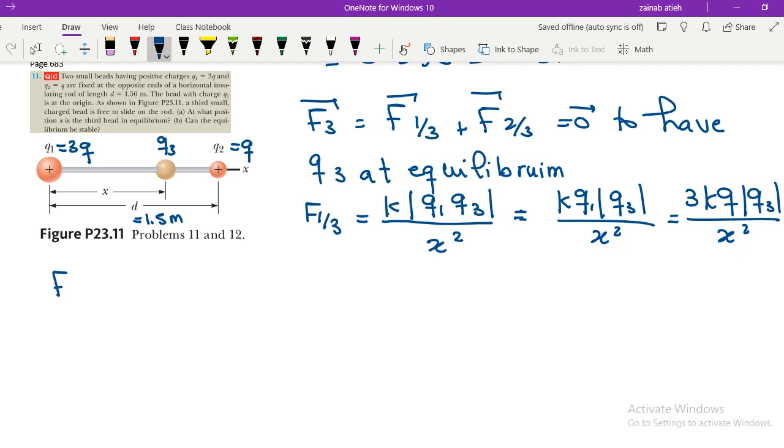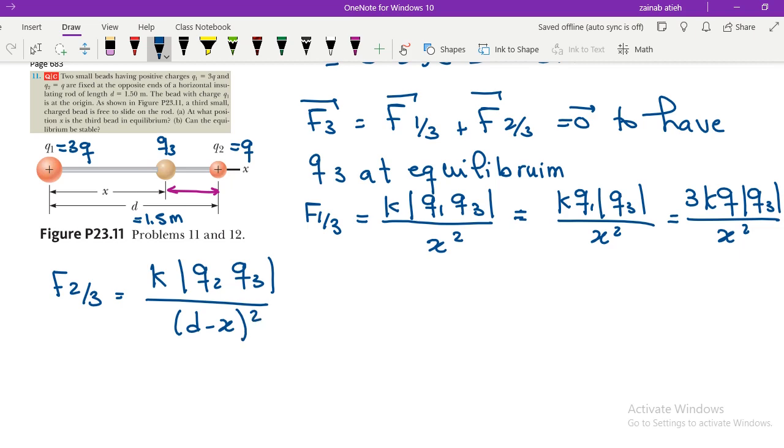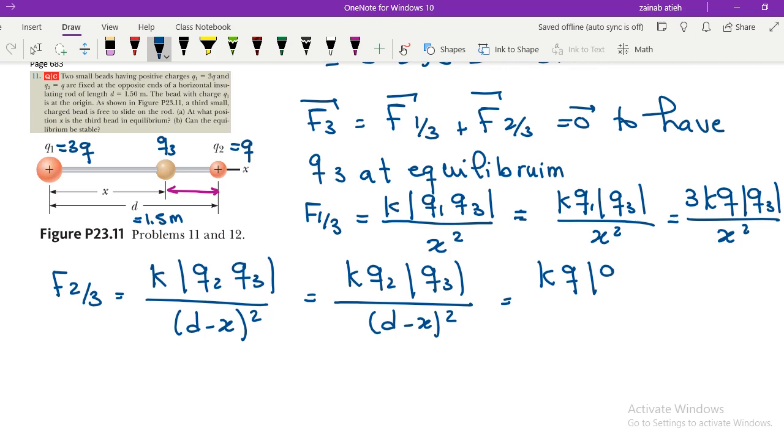Let's now do the same for the force exerted by 2 on 3. The force exerted by Q2 on Q3 is equal to K absolute Q2 Q3 over the distance between Q2 and Q3. You can see that the distance between Q2 and Q3 is equal to d minus x, so it's d minus x squared. Now I will substitute Q2 for its value. Q2 is positive, so it comes out of the absolute value. You can do it as one step; I'm doing it as two steps. Substituting Q2 with Q, I get KQ absolute Q3 over d minus x squared. Now I've got the magnitudes.